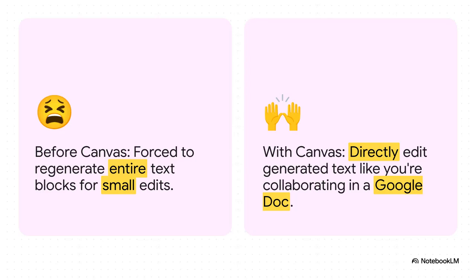Okay, another killer free tool is Canvas mode. Now, you know how it used to be, right? If you wanted to change just one tiny word in a long piece of text, you had to ask ChatGPT to regenerate the whole thing. Super annoying. But now with Canvas, you can just jump right in and edit the text directly. It really feels like you're collaborating on a Google Doc, but with the AI.